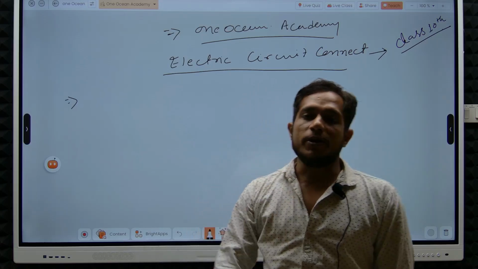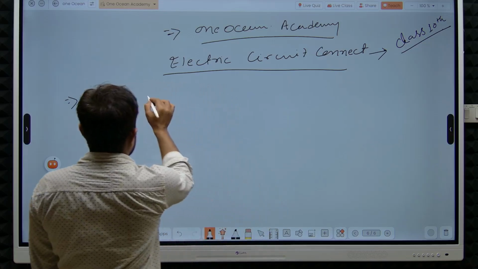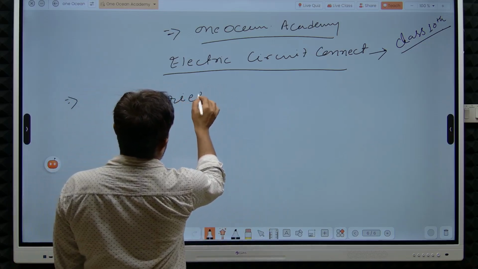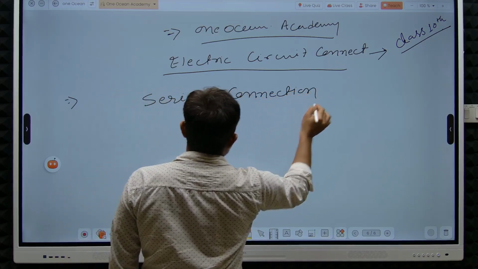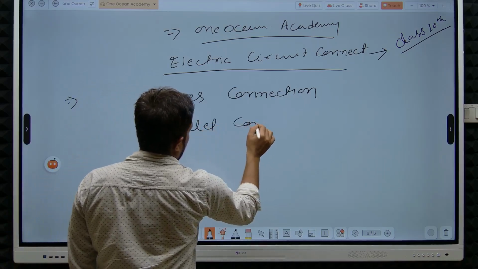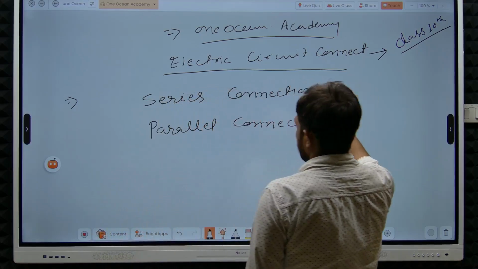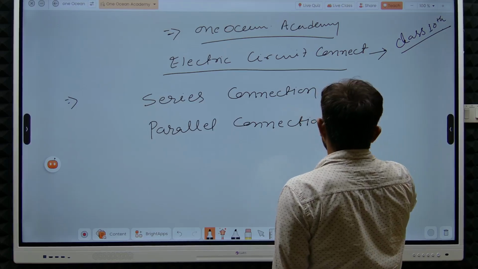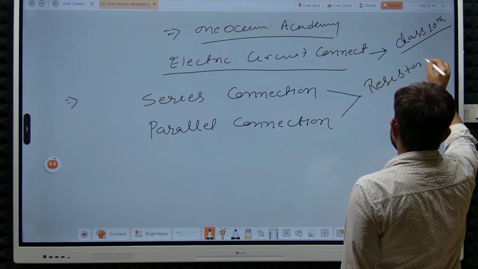So there are two types of circuit connection. First is what? Series connection, and another is what? Parallel connection. In class 10th, we will read the connection with respect to the resistor.